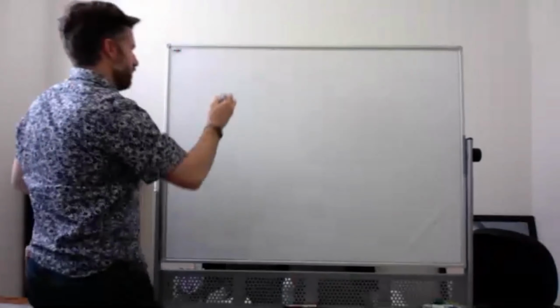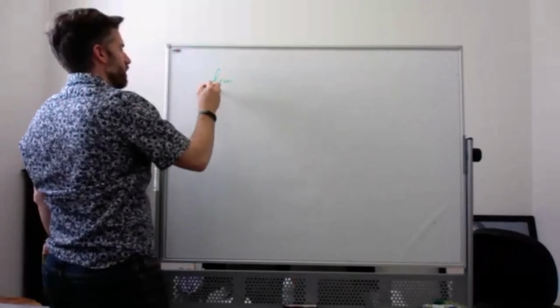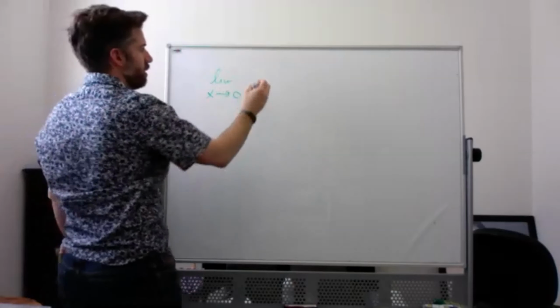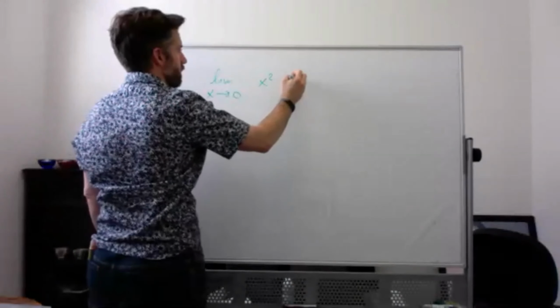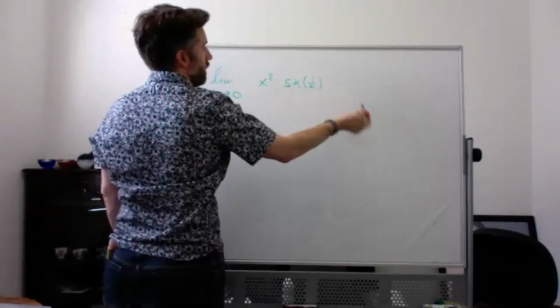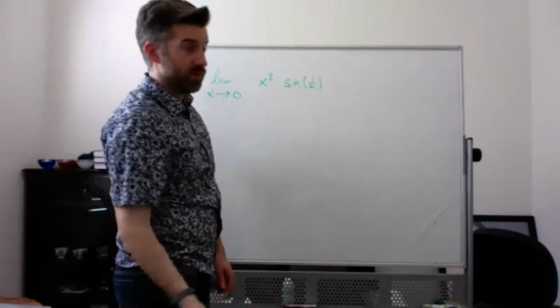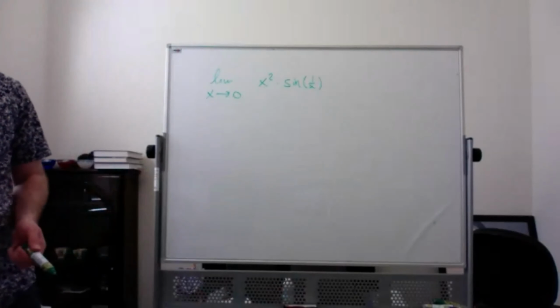So here's what I really want to show you. The limit as x goes to 0 of x squared times sine of 1 over x, I'm going to show you that that's equal to 0. And here's how we do it.